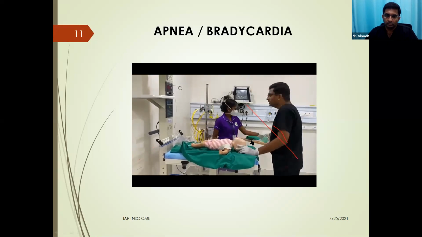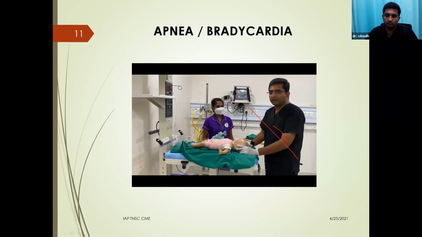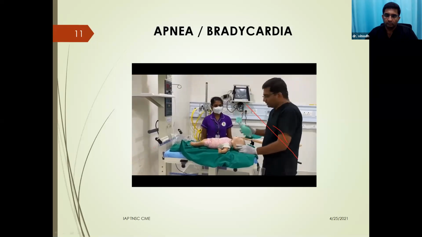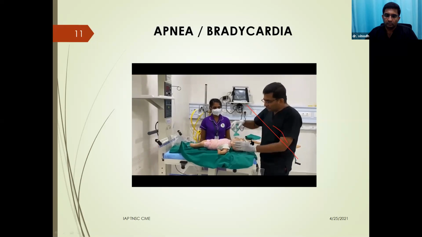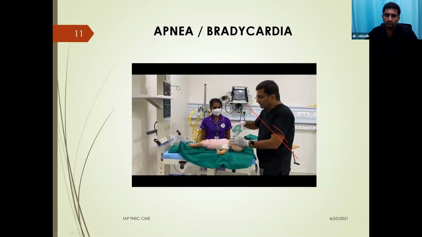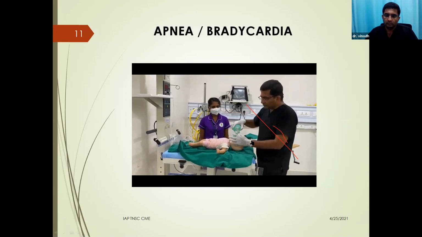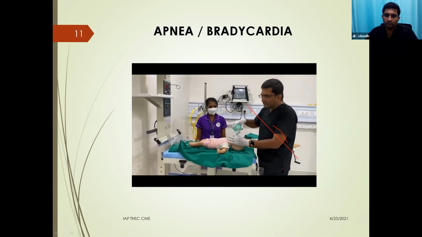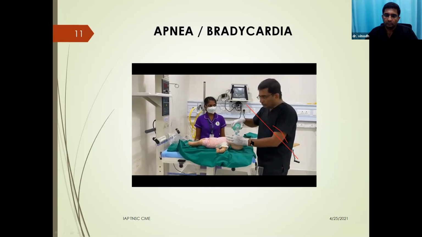Usually we start positive pressure ventilation with a self-inflating bag with an appropriate size mask. The mask has to be placed first over the chin, and ensure that both mouth and nose are covered. With this, we need to start positive pressure ventilation. Keep the thumb as well as the index finger and hold the mask. The other 3 fingers should be placed over the mandible.